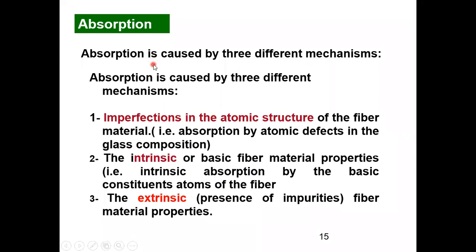So now absorption, hope you know what absorption is now. Some foreign particles, moisture, water molecules are present in the fiber core or cladding. So as soon as light strikes those particles, the light is absorbed. Or you can say conversion of light energy into heat energy takes place, and that heat is radiated. So there is a loss of signal. Now absorption is caused by three factors.